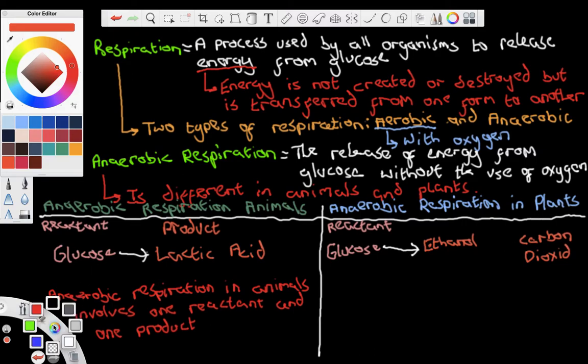So in plants, the word equation for anaerobic respiration is glucose is broken down into ethanol and carbon dioxide. Ethanol and carbon dioxide are the products. Okay. Now, ethanol can be used to make alcoholic drinks. So ethanol is used to make alcoholic drinks.